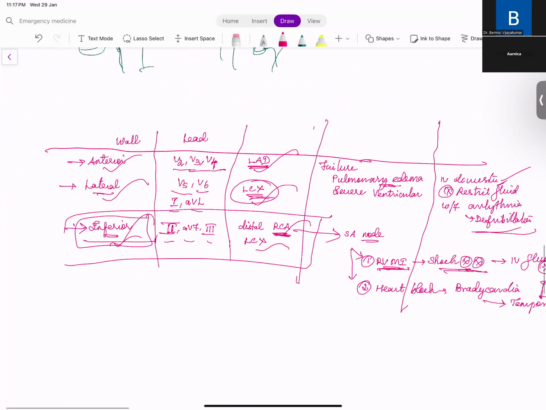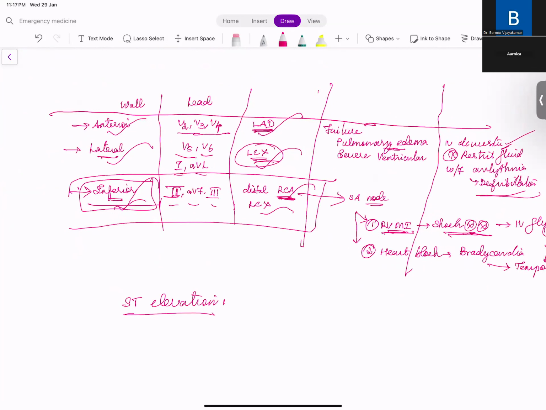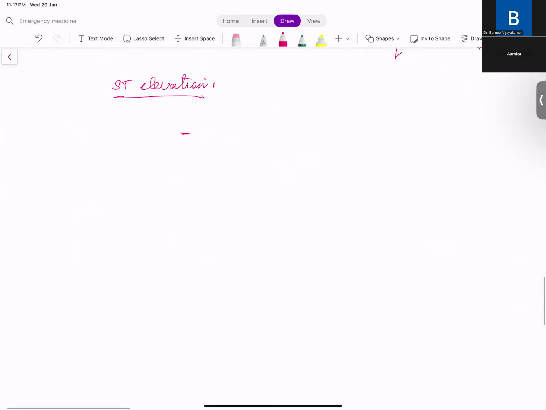So till now we have been telling about elevation, right? So the first part which you should remember is what walls are represented by what leads. Now, what is meant by ST elevation? So just the revision of the basics. ECG will have the P wave. Next, we have the PR segment. QRS complex is normal. Then it becomes the ST segment, and then the T wave. The junction between the S wave and T wave is called the ST segment. Then comes the next P wave.